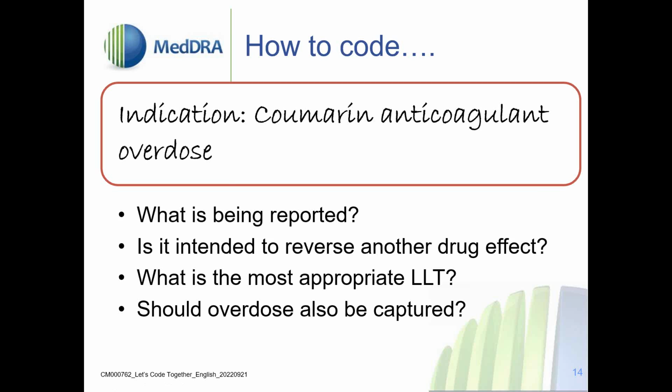So here is our first exercise for today. And this is one that we could not cover in the last webinar due to time constraints. The indication reported, so we are talking about indication coding, is Coumarin anticoagulant overdose. So do we understand what is meant here? Is the product used as an antidote to reverse the effect of the anticoagulant overdose? What would be the most appropriate LLT here? And should the overdose also be captured?